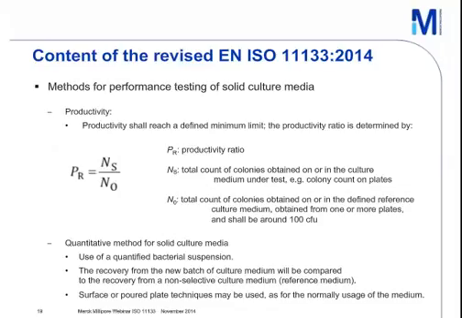For the methods of performance testing of the solid culture media, the productivity shall reach a defined minimum limit. The productivity ratio is determined by the total count of colonies obtained in or on the culture medium under test, for example, colony count on plates, divided by the total count of colonies obtained on or in the defined reference culture medium, obtained from one or more plates, and shall be around 100 CFU, colony-forming units.